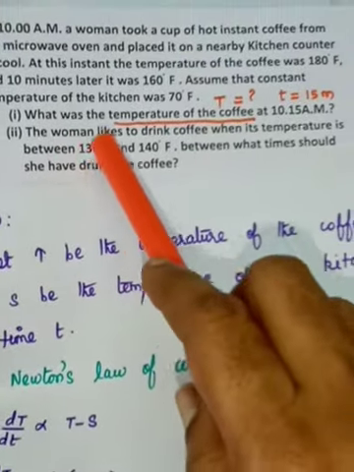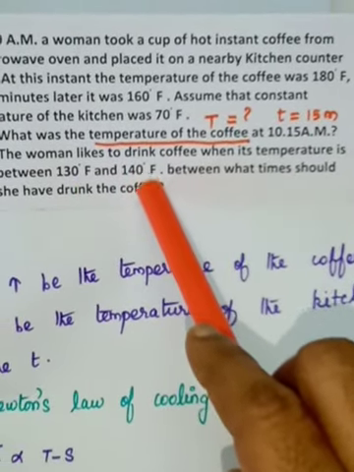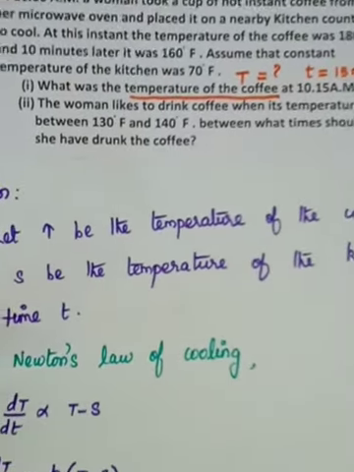So when the coffee temperature is 130 degree Fahrenheit and 140 degree Fahrenheit, what time it should be, we have to find out.